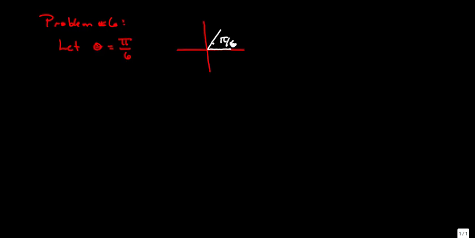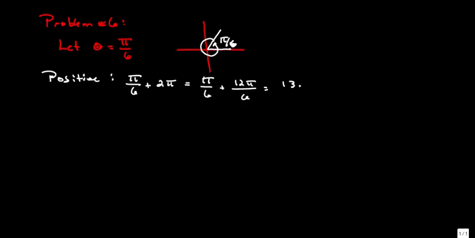So to get a positive one, what I'm going to do is take pi over 6 and add 360 degrees to it. So for the positive coterminal, I'm going to take pi over 6 and add 1 revolution, which is 2 pi. So that's pi over 6 plus 12 pi over 6, or 13 pi over 6.